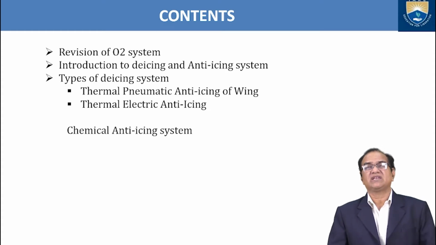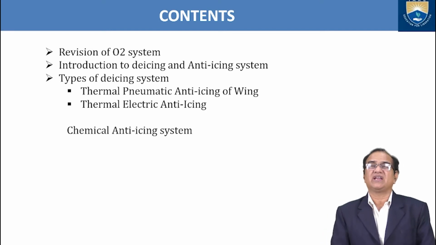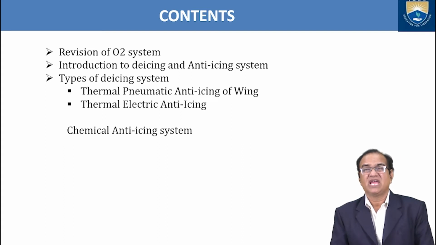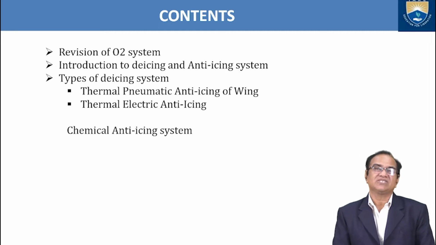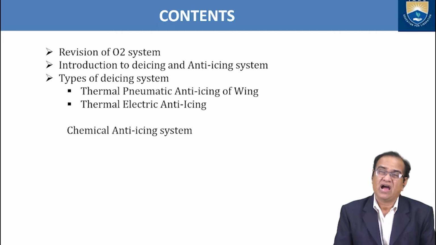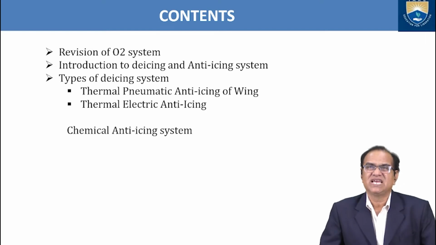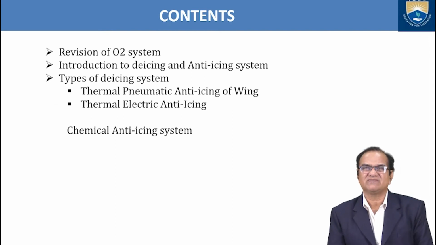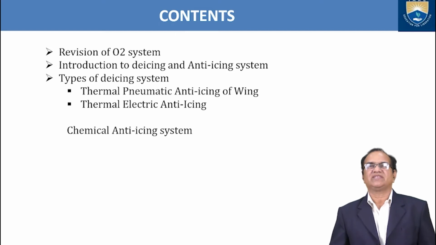So we should make sure that the oxygen supply of the aircraft is proper as per the given standard and as per the given temperature and pressure. Every person should get a sufficient amount of oxygen. So how can we get this oxygen? That we have to discuss, and I will just give a glance at this. Then the next is the introduction to de-icing and anti-icing system. Then types of de-icing systems: thermal pneumatic anti-icing of the wing, thermal electric anti-icing, chemical anti-icing system, and so on. I will be working on this.